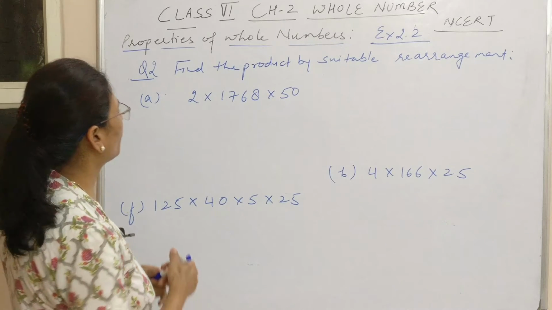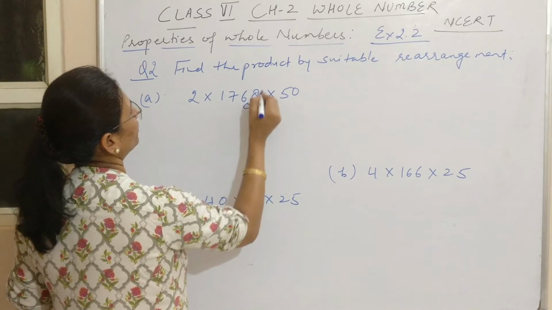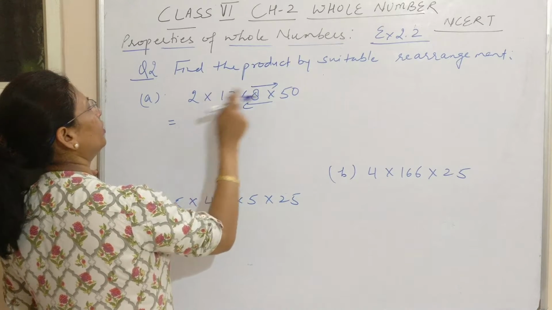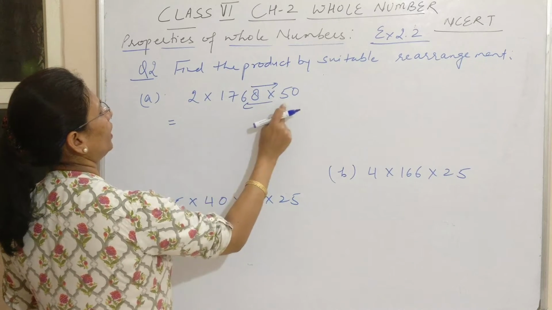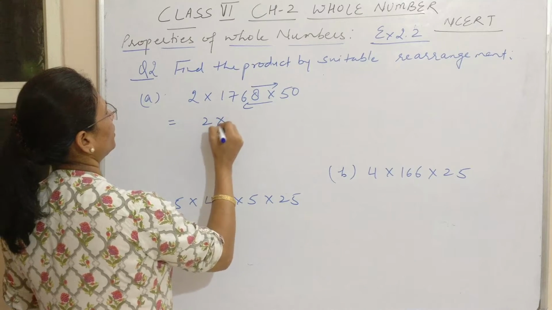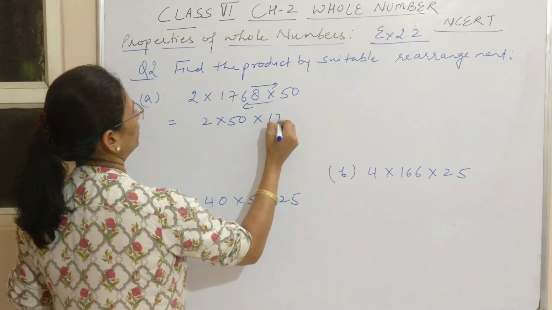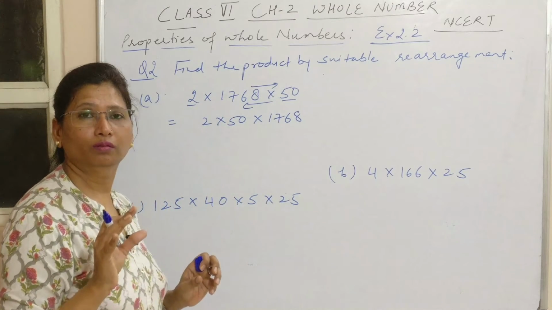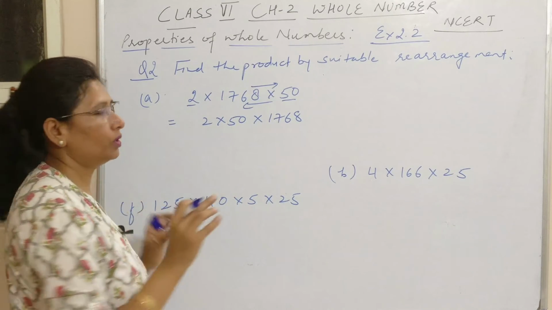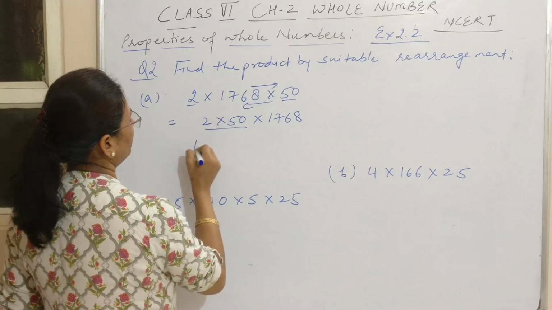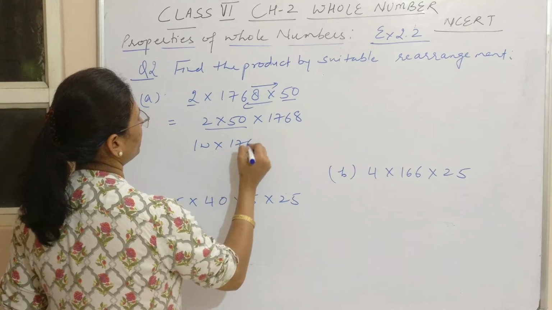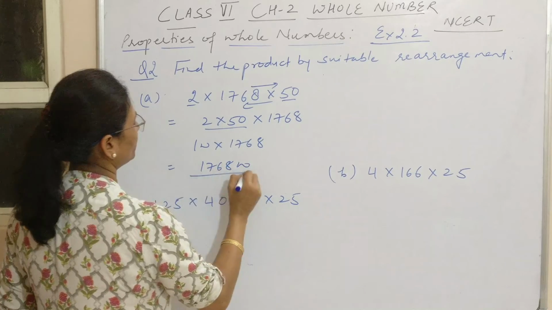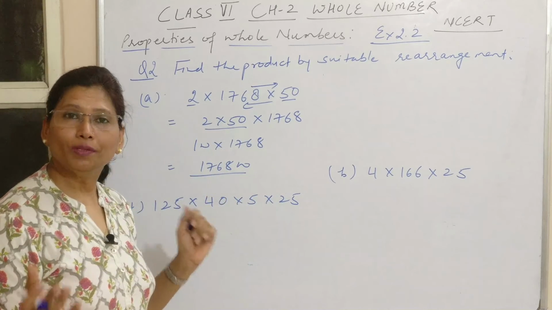So we are using the property that we can interchange. I can interchange either these numbers, like 2 multiplied with 50, or I can interchange these 2 numbers also. It doesn't matter. The reason is 5 2s are 10, which is simpler to carry out. So 50 into 2 is 100. 100 into 1768, and the product is 176800. This is our solution. So simple.